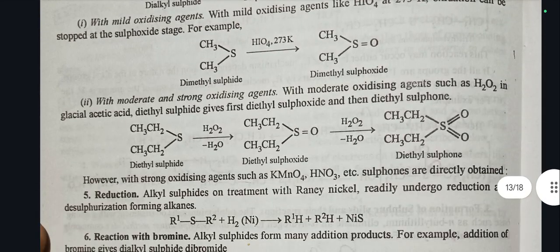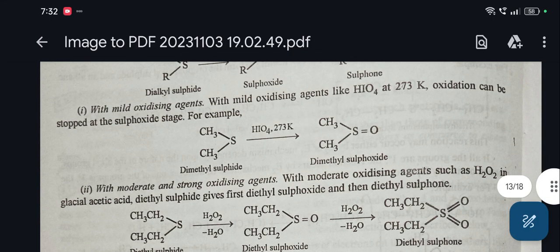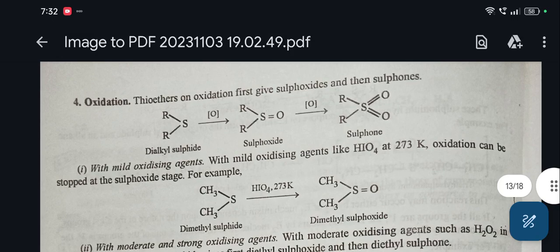Oxidation. Thioethers on oxidation first give sulfoxides and then sulfones. Dialkyl sulfide RSR on oxidation gives sulfoxide, and on oxidation again gives sulfone. In sulfoxide, RSR has S double bond O; in sulfone, S double bond O and S double bond O. Here there are two oxygens in sulfones.